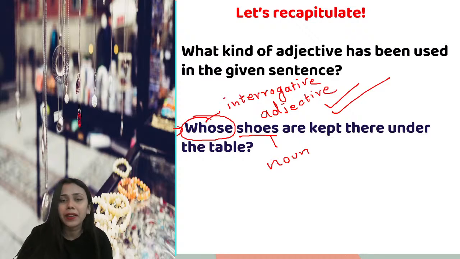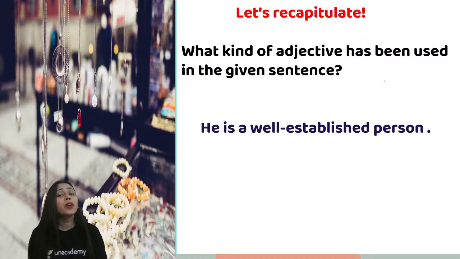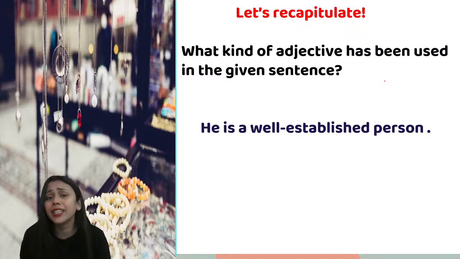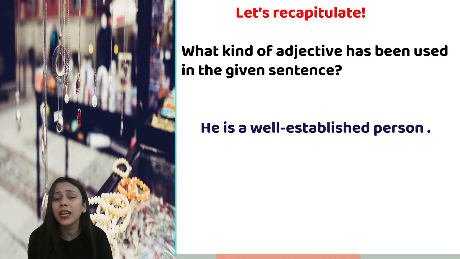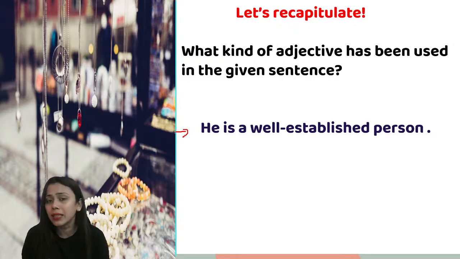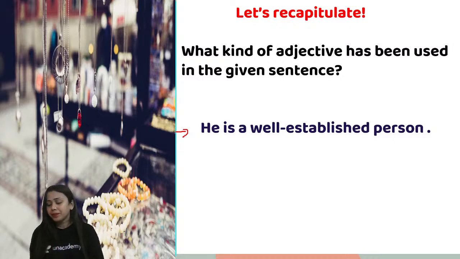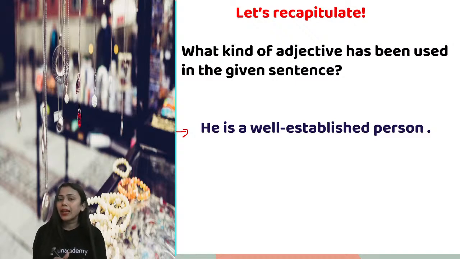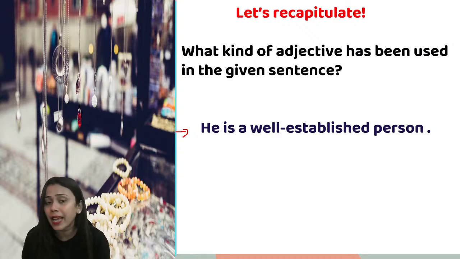Very good. Excellent, Pari. Now the next question for you. What kind of adjective has been used here in the given sentence? This is the sentence that you have to read: He is a well-established person. Which kind of adjective has been used here? Tell me. We learned this yesterday only. I remember, we studied this kind of adjective yesterday, and I hope you understood. So tell me what kind of adjective has been used here in the given example. He is a well-established person.